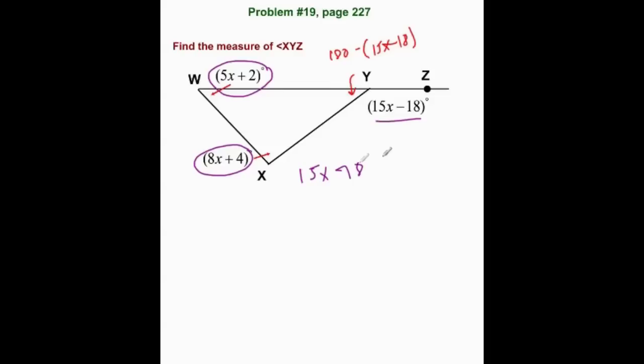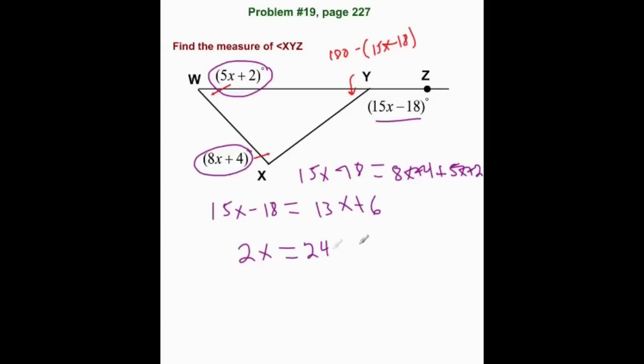15x minus 18 is equal to 8x plus 4 plus 5x. I'm going to go off the chart. There. So we're just going to add them up. So I got 13x here plus 6. And I got 15x minus 18. So we got 15x minus 18 is equal to 13x plus 6. Okay. Subtract 13x on both sides. That gives me a 2x. Add 18 to both sides. That gives me 24. And my x is equal to a whopping 12.